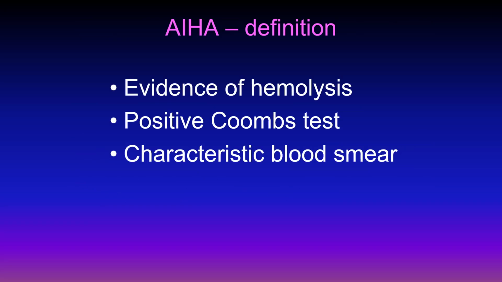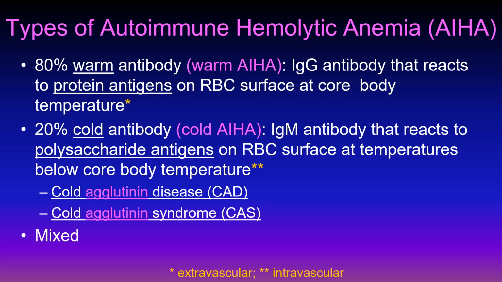My first definition was defining hemolysis. My second definition is what defines an autoimmune hemolytic anemia. By definition, it shows evidence of hemolysis. It has a positive Coombs test, and as I'll show you momentarily, has a characteristic blood smear under the microscope. These are the way one diagnoses autoimmune hemolytic anemias, and all of you who have these diseases have had these tests done at some stage or the other.